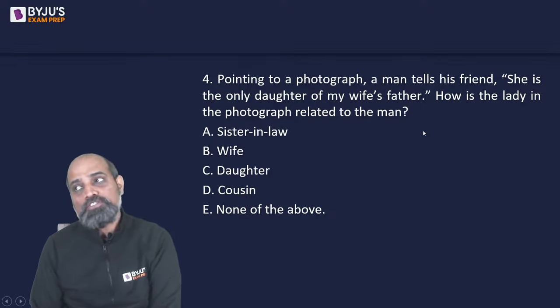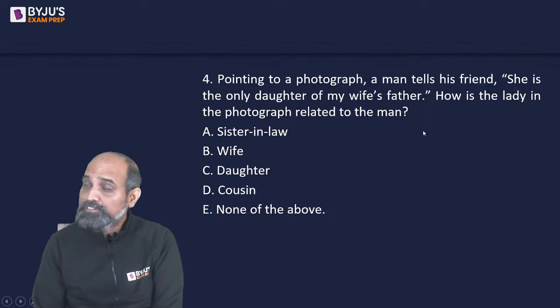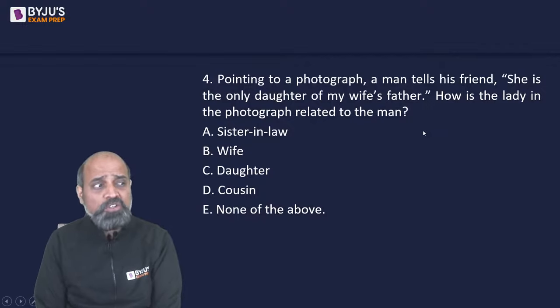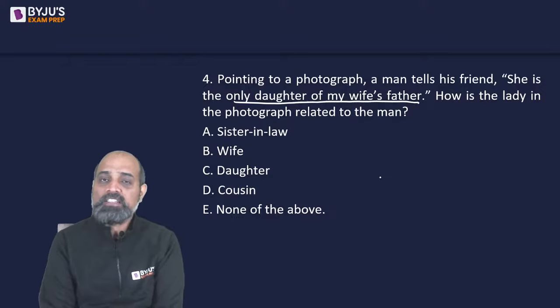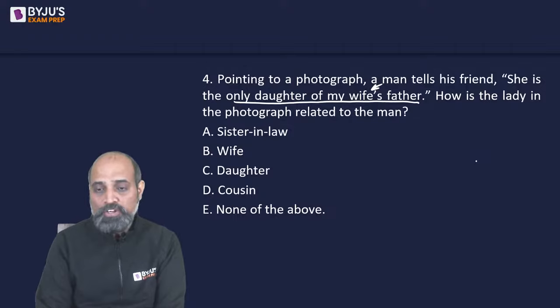Only daughter of wife's father. Suppose you are married, you are a man. You have a wife. And her father's only daughter, if we're talking about a girl whose father has only a daughter, that means we're talking about the wife herself, right? So only daughter of my wife's father means he is talking about the wife. So the photograph we are talking about is the wife of this man.